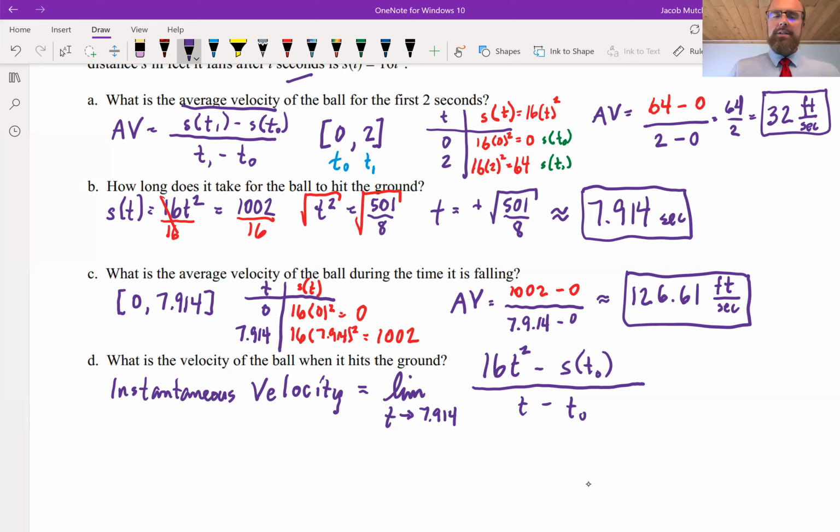And then s at t0, the distance it's fallen when it has hit the ground, is the height of the building. So that I'm going to put as 1002. And I can see that I'm kind of using my table values from part C. And then in the denominator, t minus, so again, you leave the t as a variable, and then t0 is again 7.914.